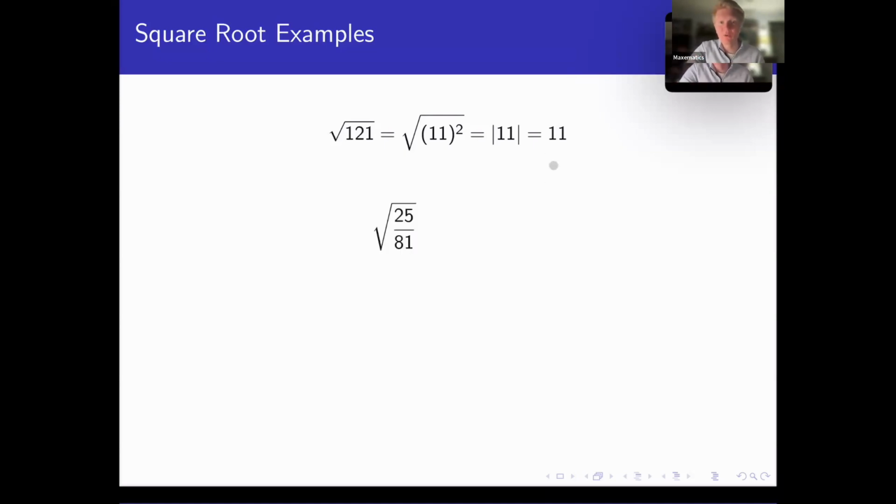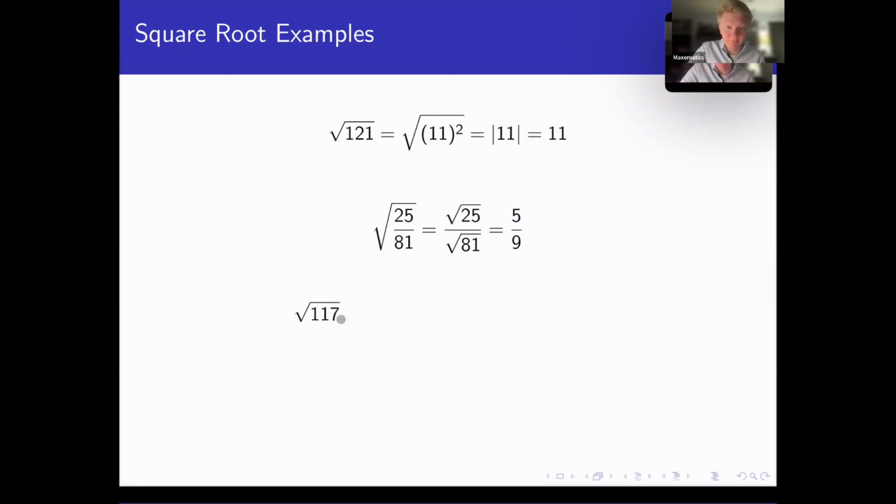so don't worry too much about that. For example, square root of 25 over 81. Well, division, we are able to split up and say square root of the top divided by square root of the bottom. Square root of 25, what number multiplied by itself gives us 25? 5. And what number multiplied by itself gives us 81? 9. So the square root of 25 over 81 is 5 over 9.